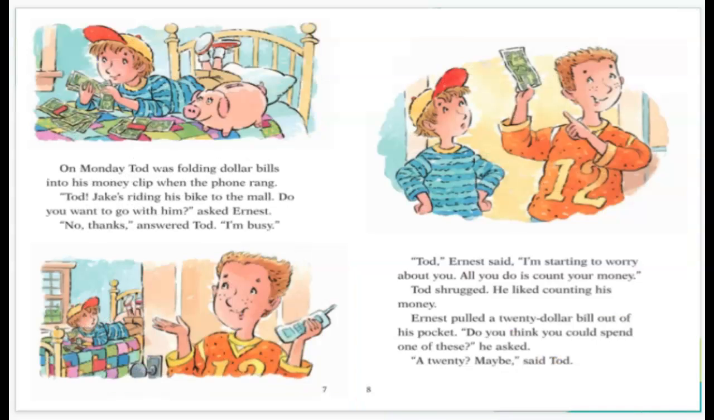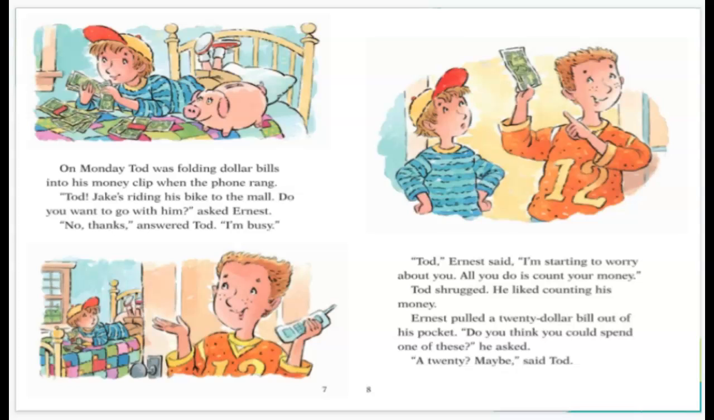On Monday, Todd was folding dollar bills into his money clip when the phone rang. "Todd, Jake's riding his bike to the mall. Do you want to go with him?" asked Ernest. "No, thanks," answered Todd. "I'm busy." "Todd," Ernest said, "I'm starting to worry about you. All you do is count your money." Todd shrugged. He liked counting his money.